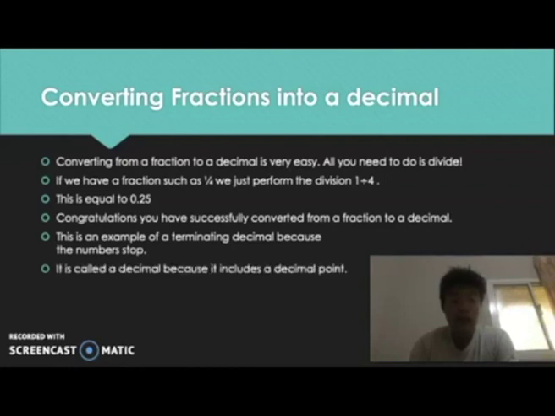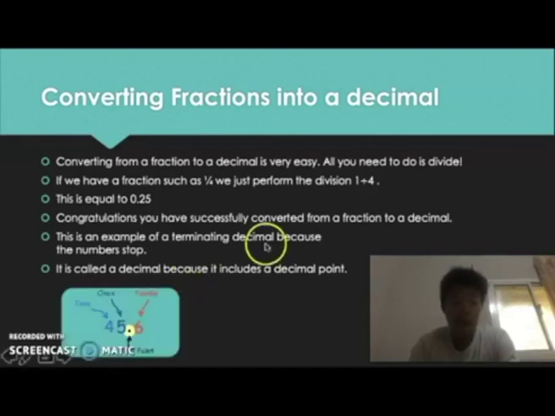Now, a decimal is called a decimal because it includes a decimal point. If we look at this figure, we have the number 45.6. As we can see, the point is referred to as a decimal point. So 45.6 is a decimal.